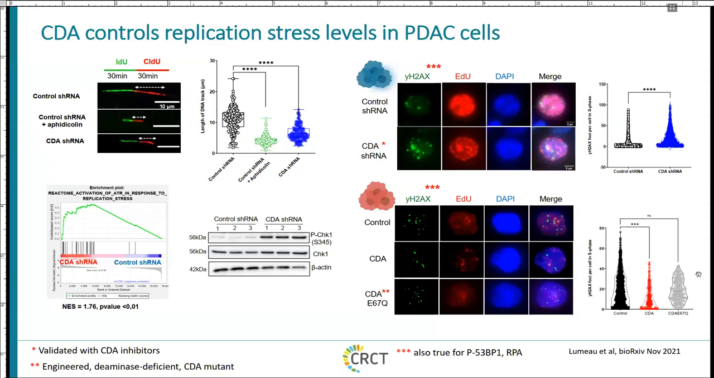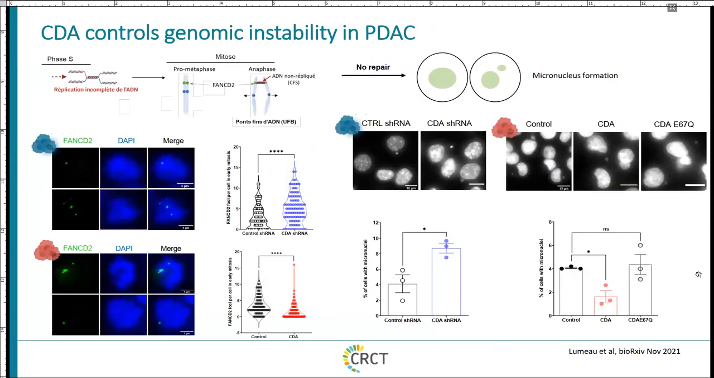Next slide, please. So we went further in the mechanistics of this effect. And this is in French, I'm sorry. We looked for markers of genomic instability in pancreatic cancer. So it's in the top left here. If you have incomplete DNA replication in S phase, you will induce DNA fine bridges, ultra-fine bridges of DNA, UFBs, during mitosis, during anaphase. And if it's not repaired, it can lead to micronucleus formation, meaning that you have a bit of genomic information that is ejected from the pack of chromosomes.